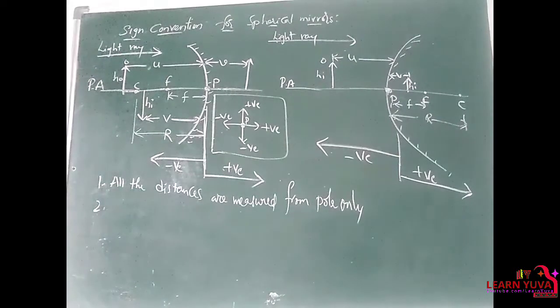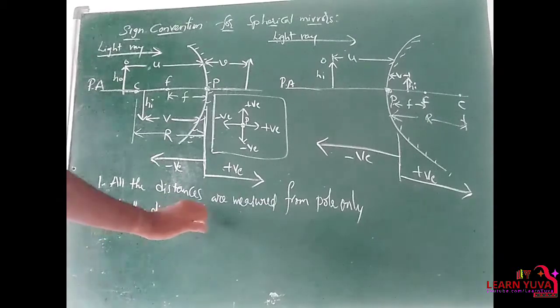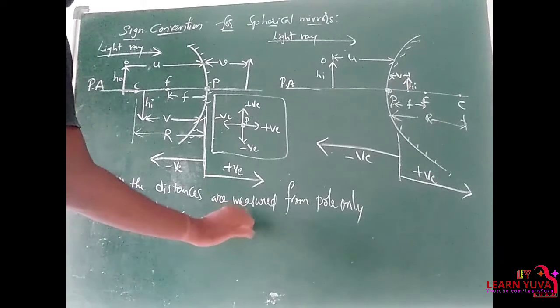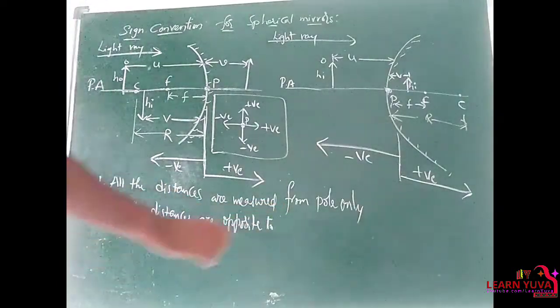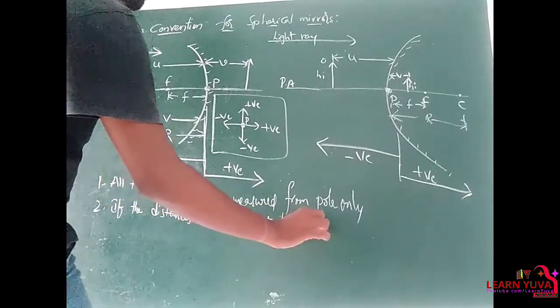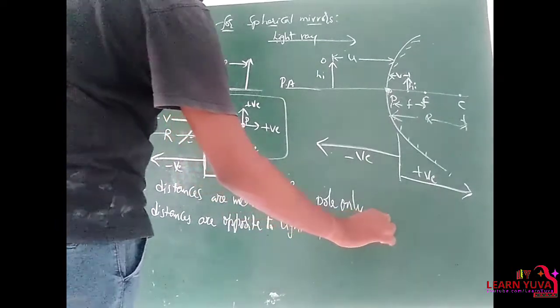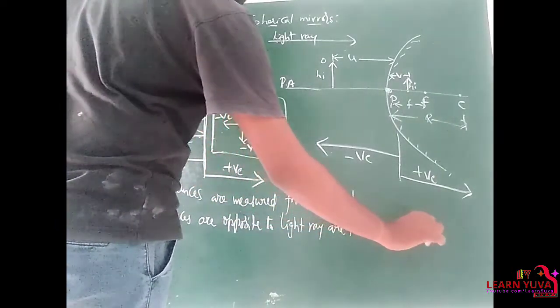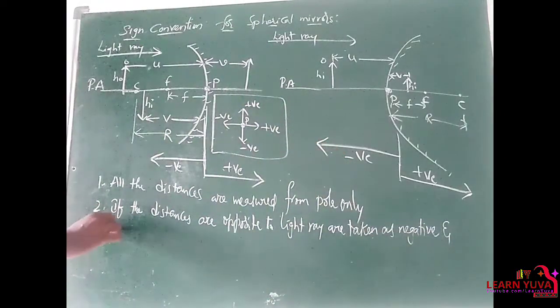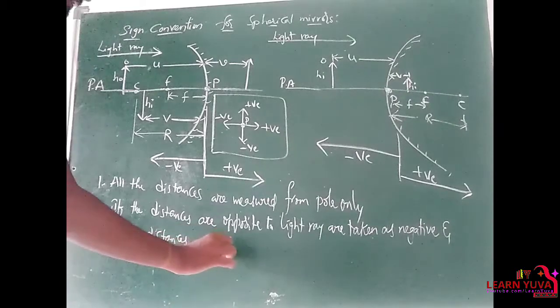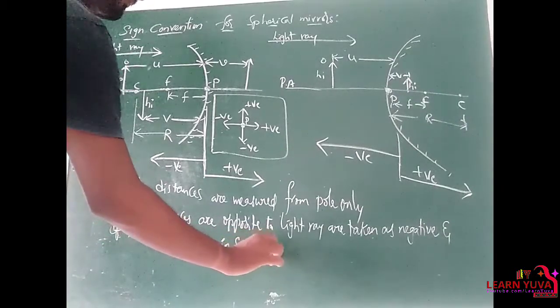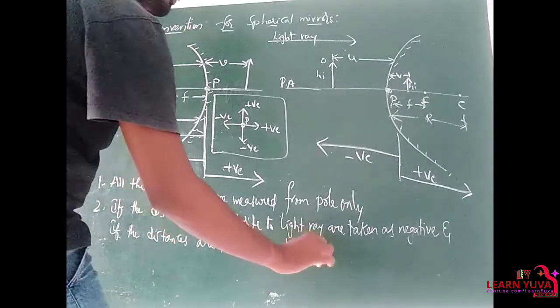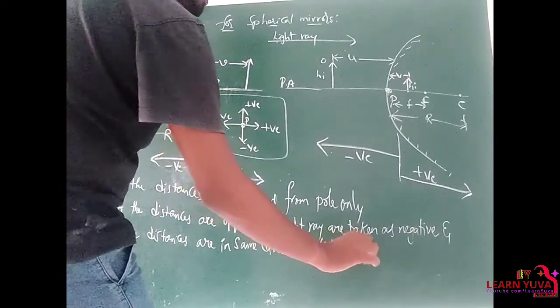Second one: if the distances are opposite to the light ray, they are taken as negative, and if the distances are in the same direction of the light ray, they are taken as positive.